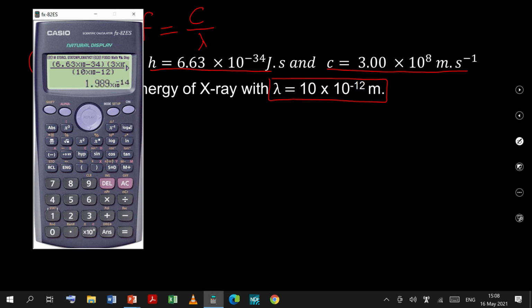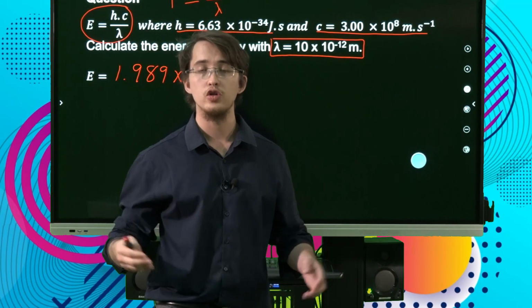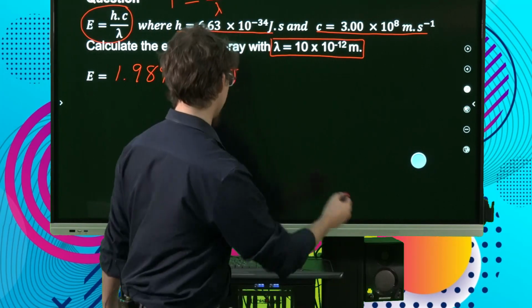Once we have that, we can push equals, and we get that the energy value is only 1.989 times 10 to the power of minus 14 joules. Quite a small amount of energy from a single photon of a medical X-ray, hey? But how does this compare to the energy of a cell phone? Let's have a look.